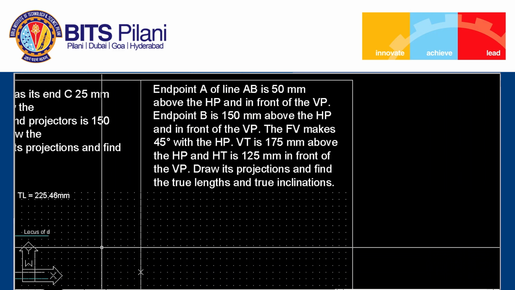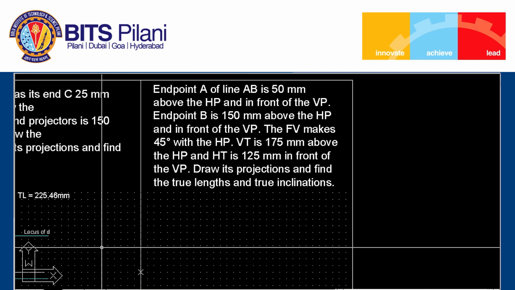But it is sure that point A is in the first quadrant. Point B is again 150 mm above HP and in front of VP. So for point B also half information is given, and for point A also half information is given. So point B, 150 mm above HP and in front of VP, is also in the first quadrant.